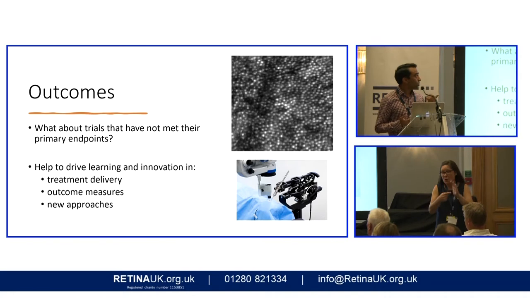On the top right is an image taken with an adaptive optics scanning laser ophthalmoscope, or AOSLO. What you're able to see there is individual photoreceptors, so cone photoreceptors or light sensing cells at the back of a living human eye, and potentially more sensitive imaging modalities or outcome measures may also be useful in studies in the future.